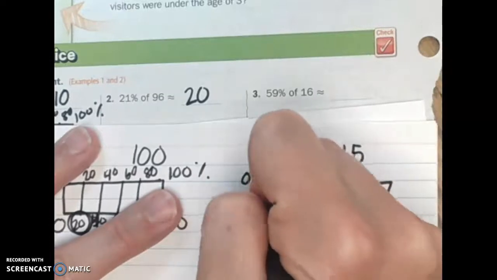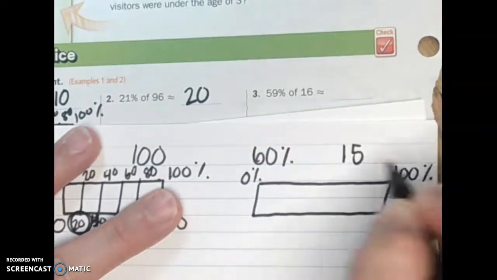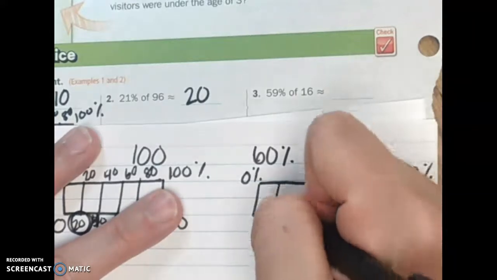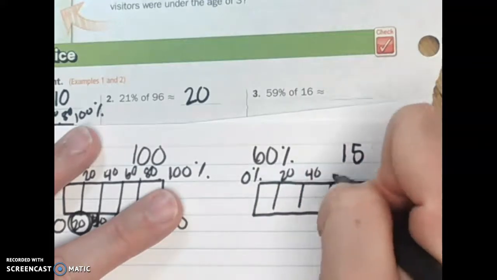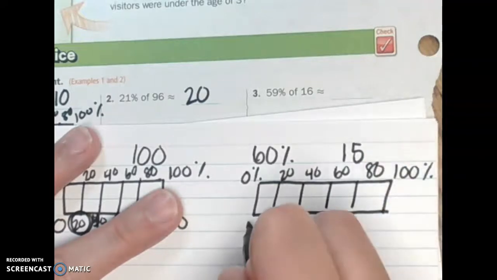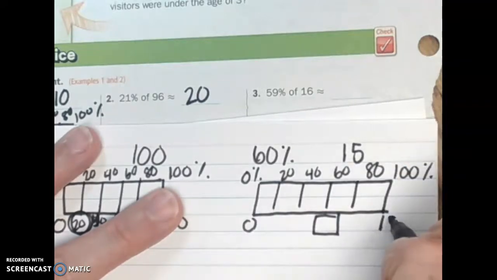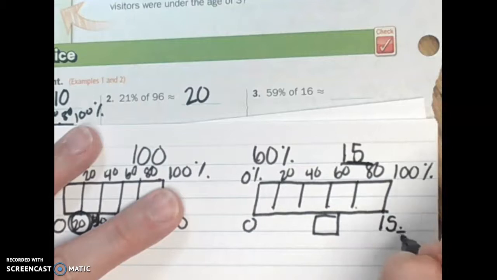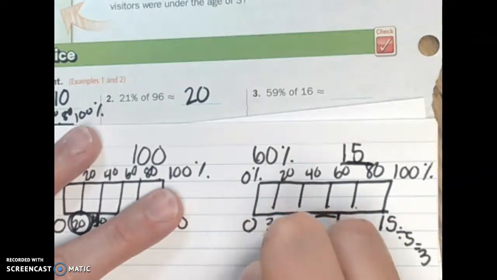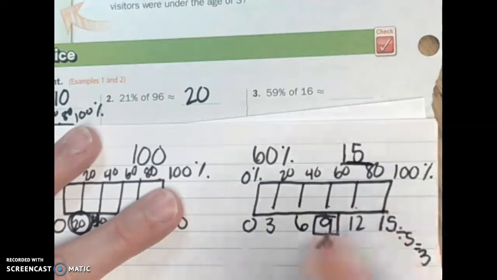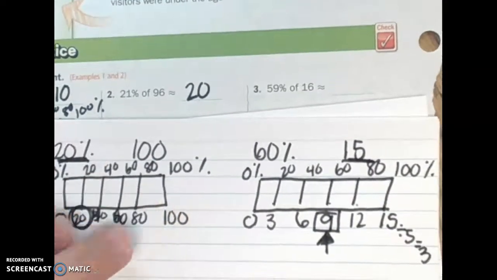I start with 0%, they go to 100%. To get to 60 and 100, I'm going to count by 20s again. So 20, 40, 60, 80, and I want to know at 60%, so it's going to be what we have here. I'm going to start with 0, I'm going to 15, because that's the number I got. So I write 1, 2, 3, 4, 5. 15 divided by 5 equals 3. So I'm counting by 3s. 3, 6, 9, 12. 9 is in the box at 60%, so 9 is our answer.